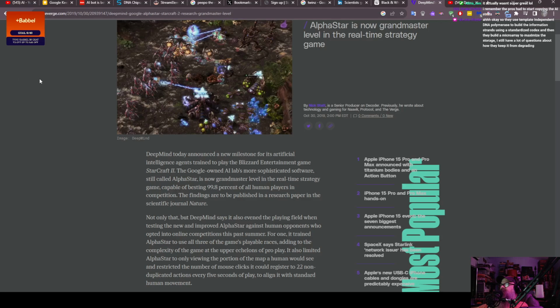So it uses template independent DNA polymerase to build the information strands using a standardized codex, and then they build a microarray to maximize the storage. I still have a lot of questions about how they keep it from degrading. I understood most of that and enough to say, yeah, no, because I know that DNA degradation is a thing.